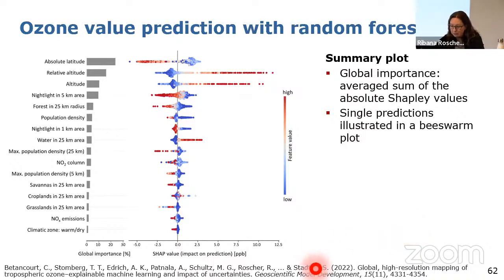The global importance of the features absolute latitude, altitude, relative altitude and night light in 5-kilometer area are highest, with a contribution of at least 10%. The remaining features have a weaker influence on the model output. In the last row, for example, the climatic zone doesn't really have an influence.